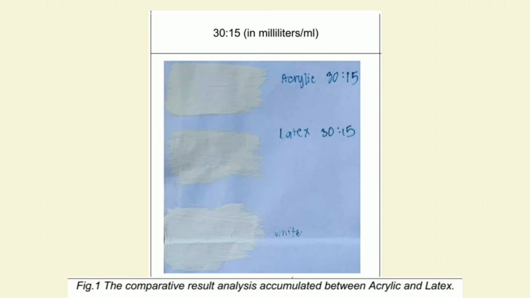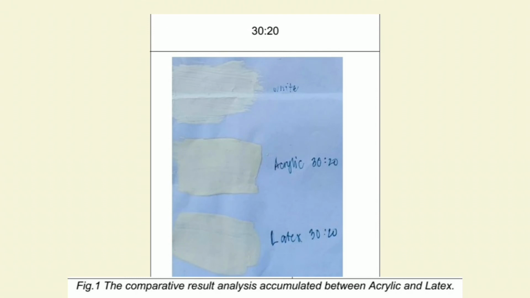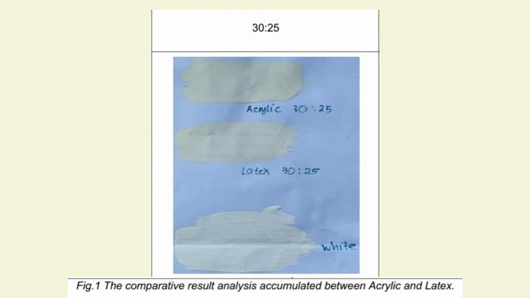As the pigment-to-paint ratio increases, the more color was seen on the paint mixture. However, as the pigment-to-paint ratio increased, the viscosity of the mixture also became less thick.